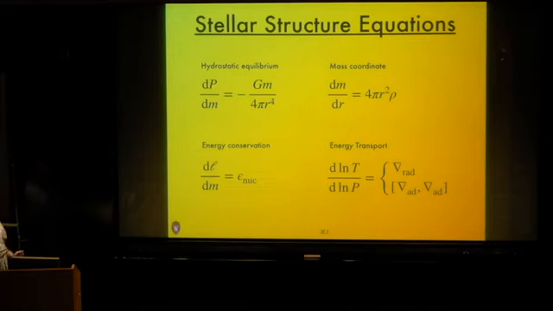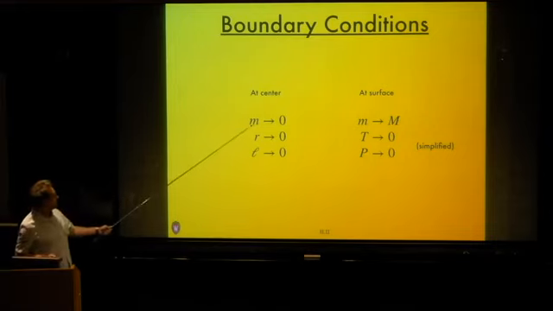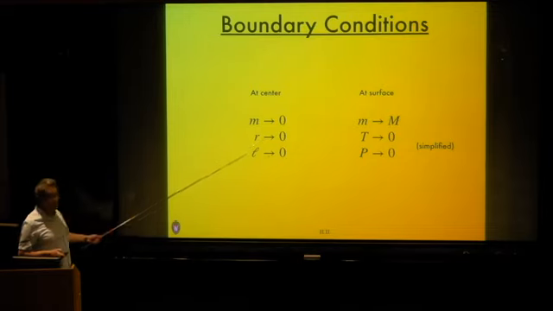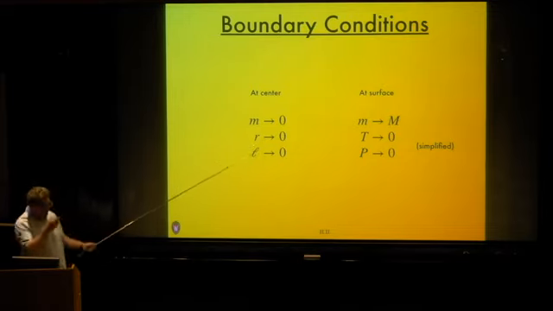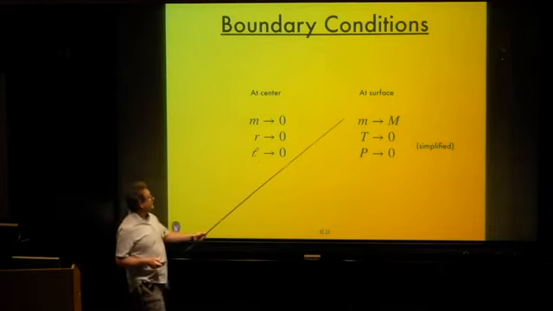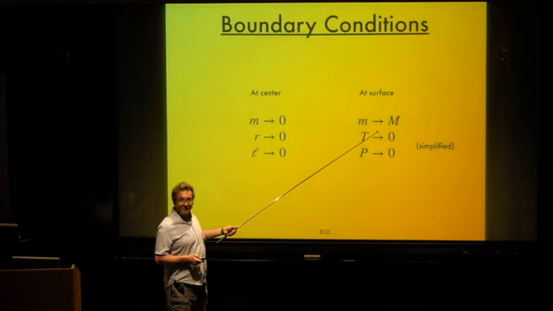Now, we need a little bit more than that to come up with solutions. We do need boundary conditions to make it a well-posed problem. So at the center, by definition, our mass coordinate goes to 0 and our radius goes to 0, unless we have a point mass of energy, our luminosity should go to 0 as well. At the surface, the mass coordinate goes to the overall mass of the star, and that's a quantity we actually get to pick when we're coming up with a model.